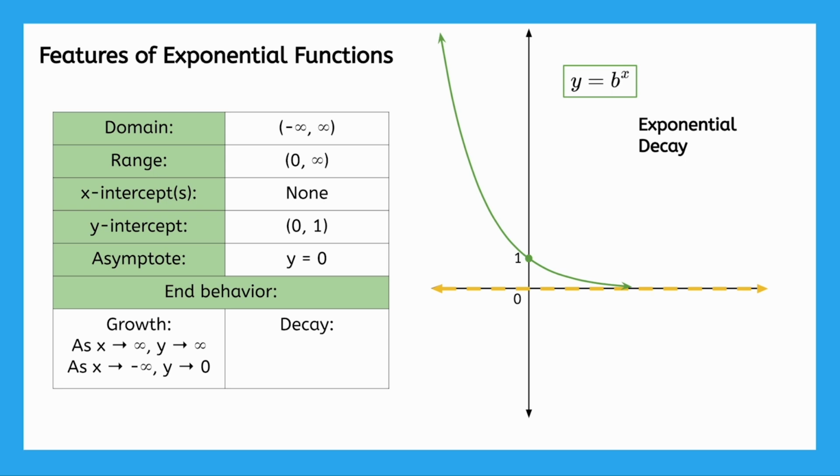What about exponential decay? Remember, an exponential function decays when its base is between 0 and 1. All the features stay the same except the end behavior, because exponential decay graphs decrease towards 0 as x goes to infinity and shoot toward positive infinity as x goes to negative infinity.